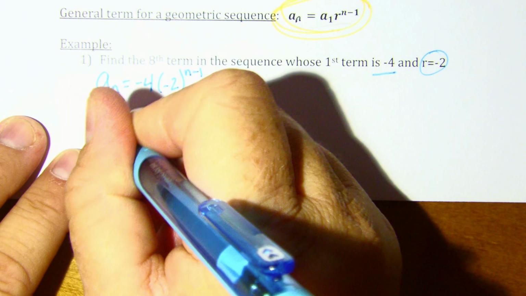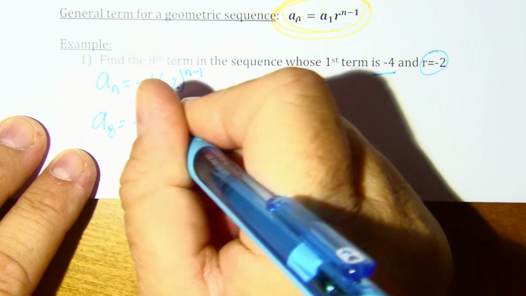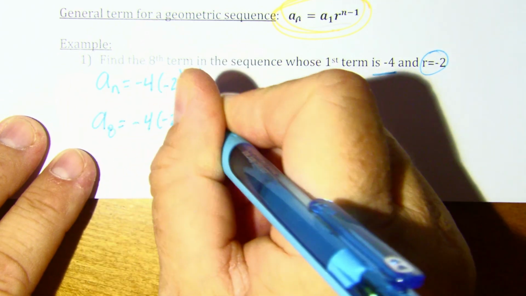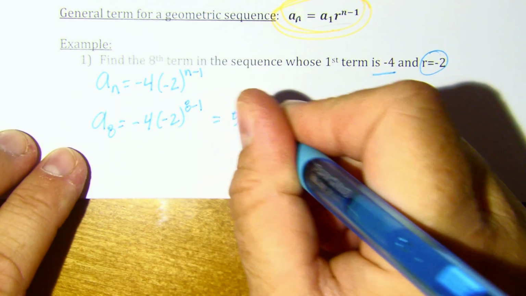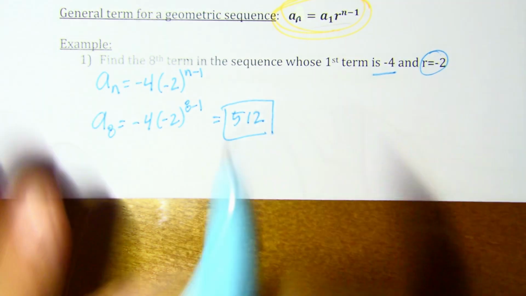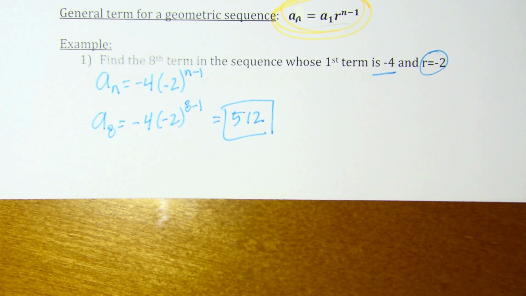So then finding the 8th term would be negative 4 times negative 2 to the 8 minus 1 power. And that would be 512. Again, you can just type that in your calculator.